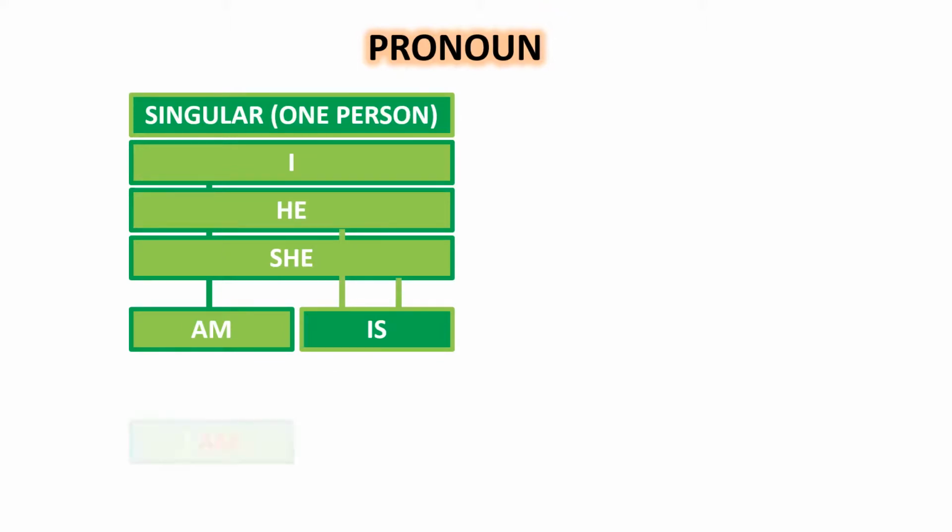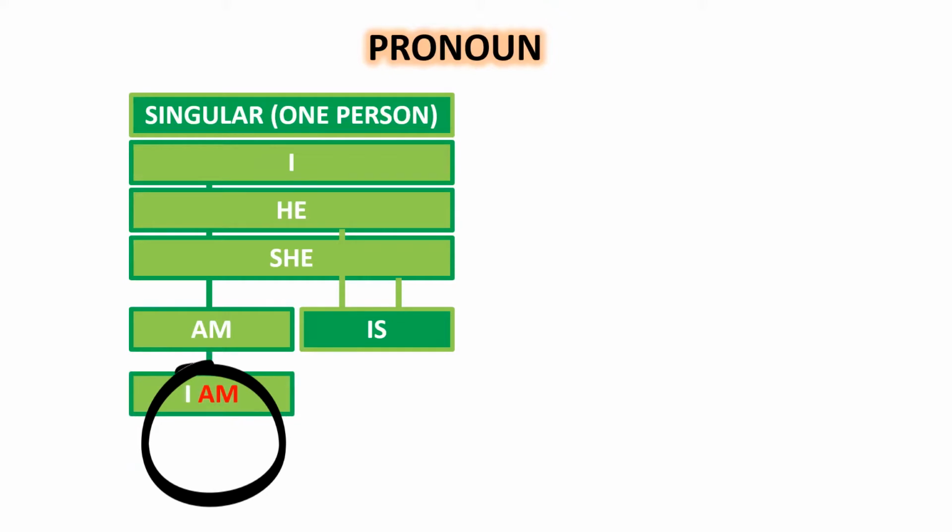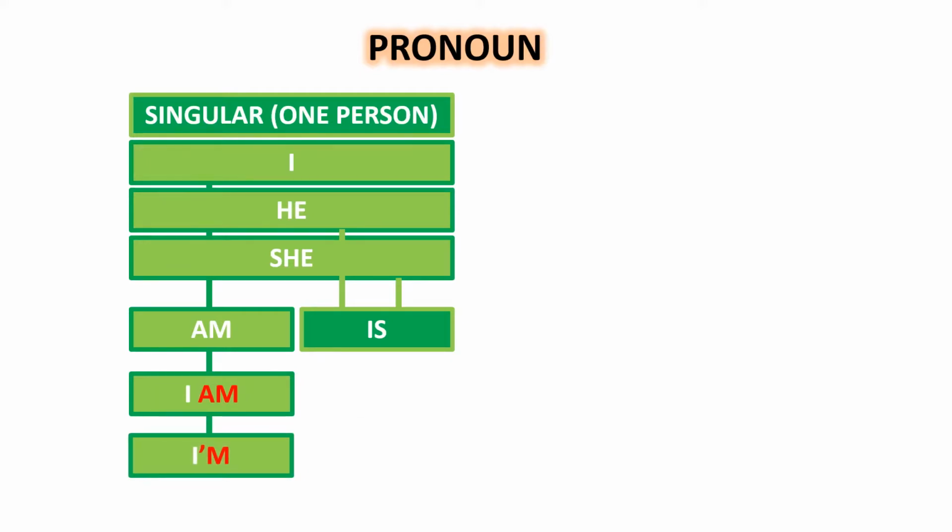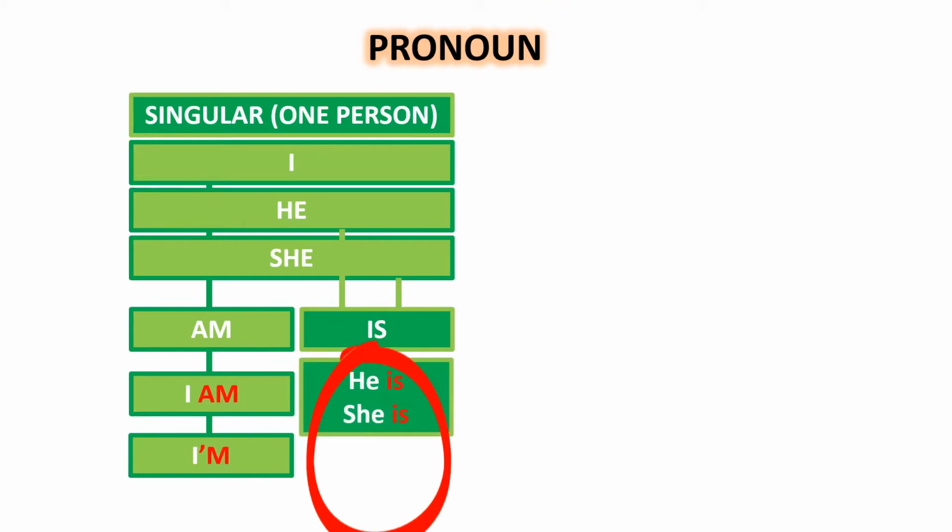Okay, so when you say I am, you can also say I'm. I'm is the short form of I am. And then when you say he is or she is, you can also say he's or she's, because he's is the short form for he is, and she's is the short form for she is. Okay, so these 3 things are for singular pronoun, which is I'm, he's, and she's.